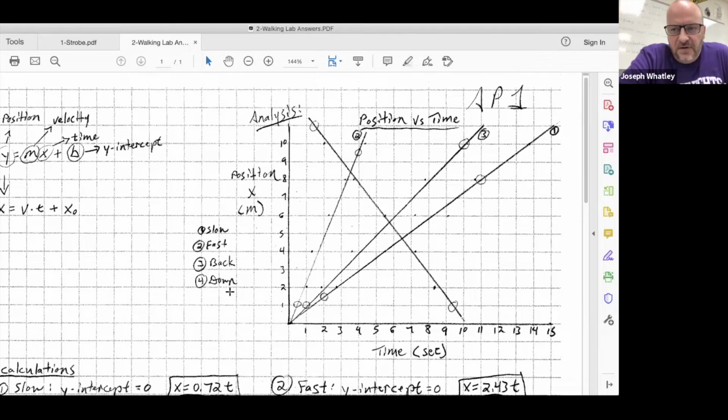Independent and dependent variables. Every graph has an independent and dependent variable. What is the dependent variable for this graph? Unmute and talk to me. Position. Position, why? It's on the y-axis. Okay. Why would time not be the dependent variable? You can't really change time. Right, exactly. So time is always going to be on the x-axis.